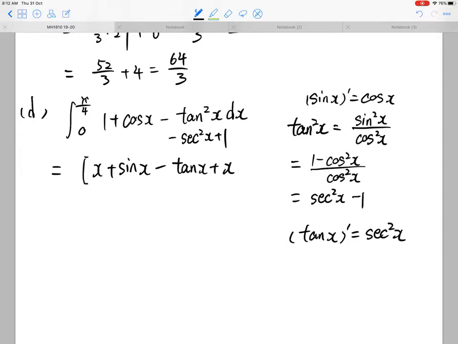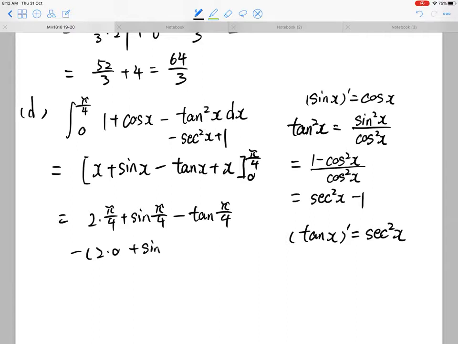From 0 to pi over 4, it is pi over 4 plus sine pi over 4 minus tangent pi over 4, minus 0 plus sine 0 minus tangent 0. This part is all zeros. This part is pi over 4. Sine pi over 4 is what? It's 1 over square root of 2, which is square root of 2 over 2, and tangent pi over 4 is 1.